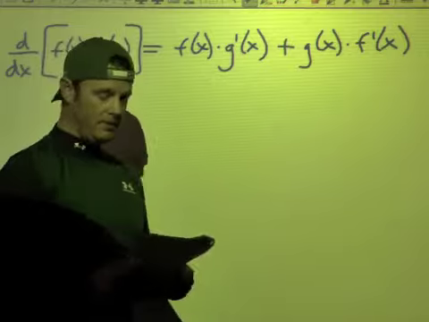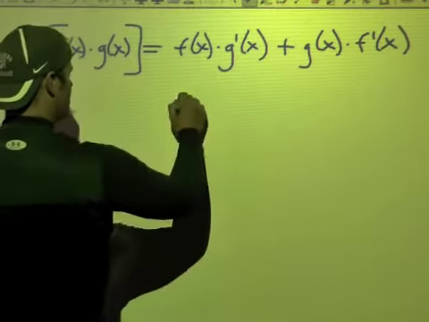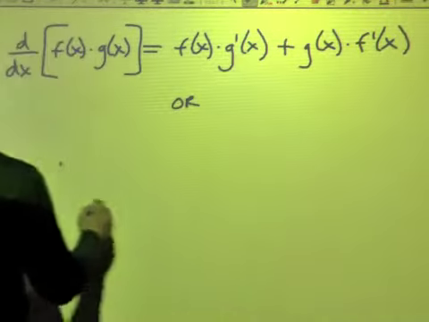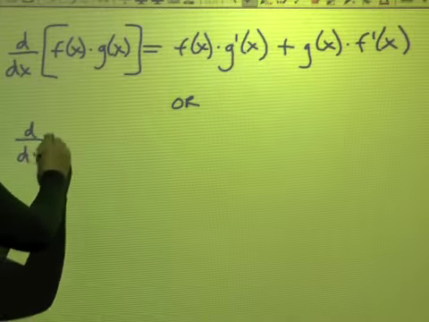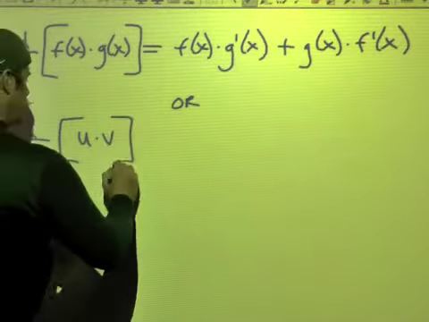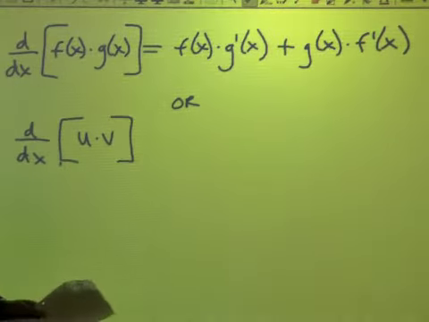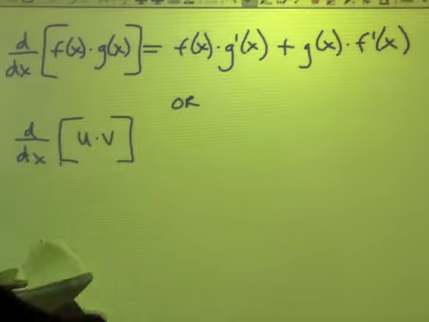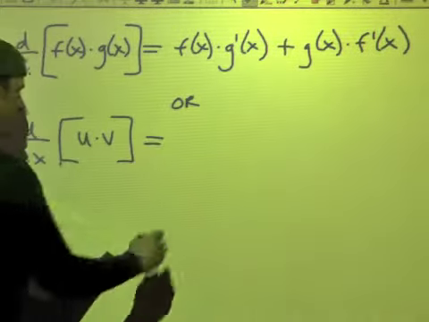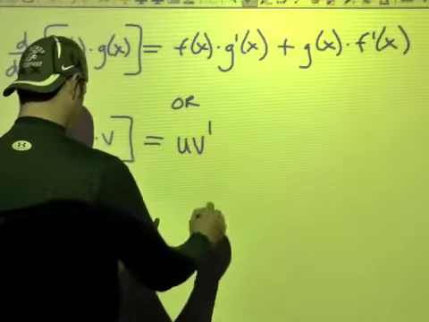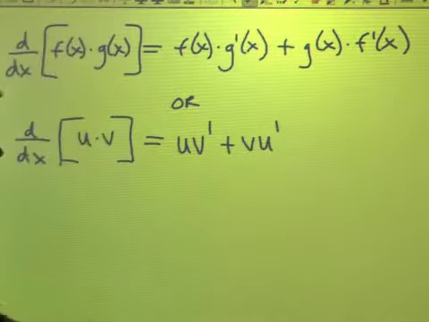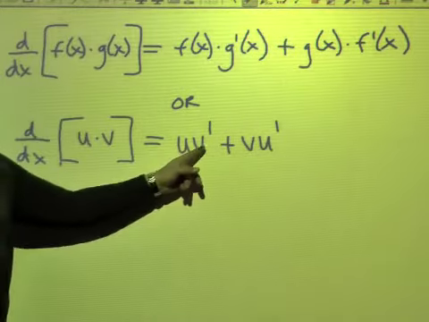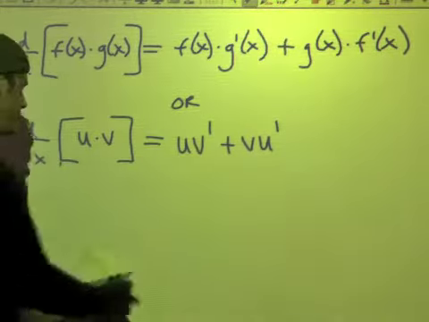Okay? Another way that you'll see this represented in some books or other resources, instead of having f of x and g of x, they use u and v to stand for the two functions. So u is the first function, v is the second. And so they'll do u v prime plus v u prime. Okay, same kind of thing. First derivative second plus second derivative first.